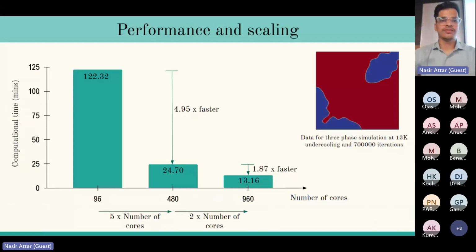Next we'll look at scaling of our code and the performance of our code. We've plotted the computational time versus the number of cores that we've used. The simulations are again done for 13 Kelvin, 7 lakh iterations. As you can see, when we ran on 96 cores, we have a time of about 122.32 minutes. When we increased the number of cores 5 times to 480, we also received approximately 5 times speedup, which is 4.95, which is pretty linear.